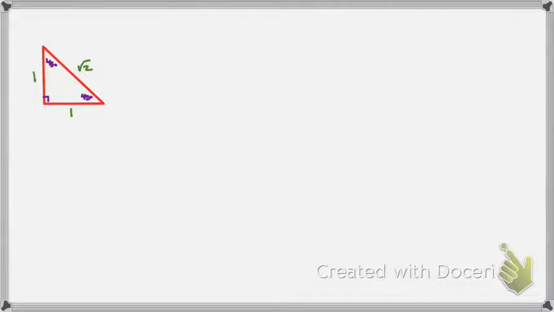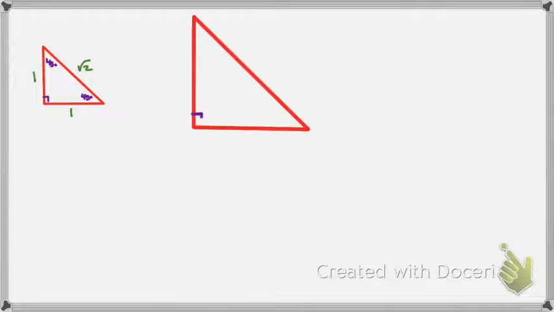Now if I take that triangle and blow it up and make it bigger, like this, then hopefully you see that we have two similar triangles. Notice that the corresponding angles are congruent and that the sides are proportional. So instead of going 1, 1, radical 2, we go 2, 2, 2 radical 2.